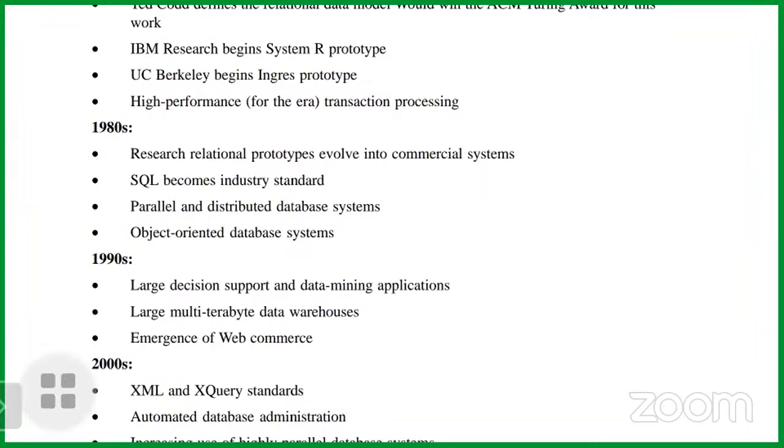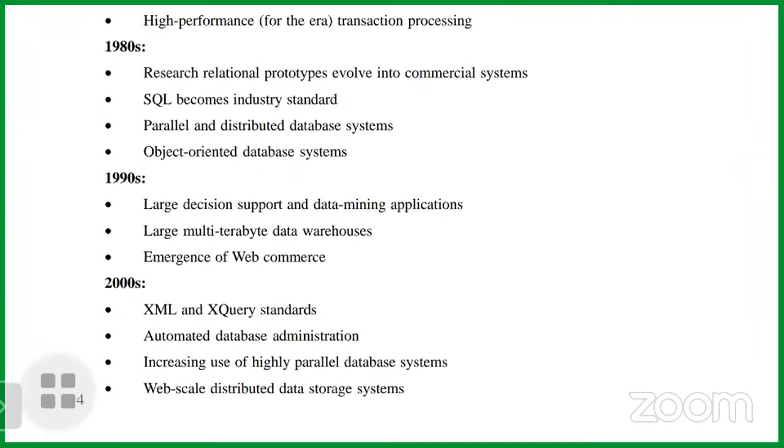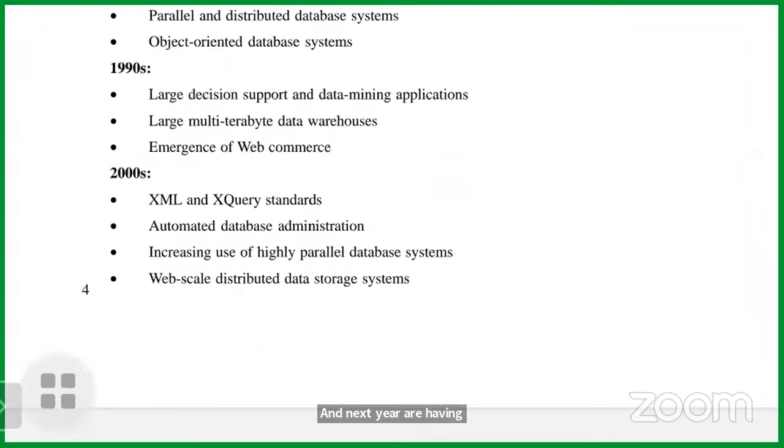In this generation we also use SQL commands to store data, to retrieve data, and to modify data. In this they used the object-oriented database system. And next we have 1990. So what do we have in 1990? Large decision support and data mining applications. So year wise, what software was there for database purposes, that he has given here. And also large multi-terabyte data warehouses. What does a data warehouse mean here? When the largest amount of databases is stored, that is called a data warehouse.